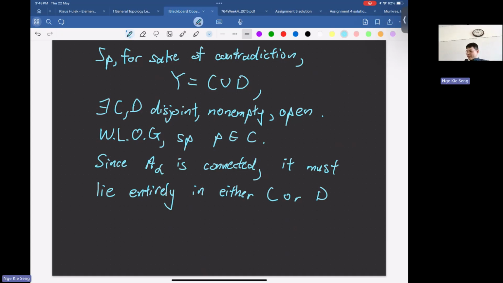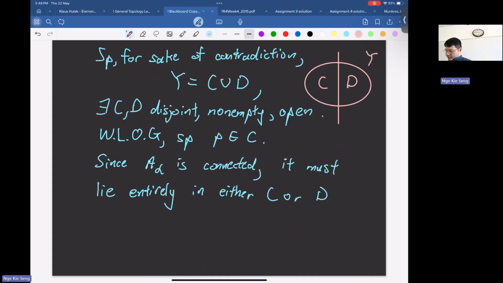So let's draw the picture again. You have Y, you have C and D, and you have a lot of A alpha inside here. Maybe they intersect at one point. Let's call this point P. But we said that P is in C, so let's move this flower left a bit. Let's assume that the intersection is the middle point. So this is a bouquet of flowers, with a point P in the middle. We assume that this P lives in C.